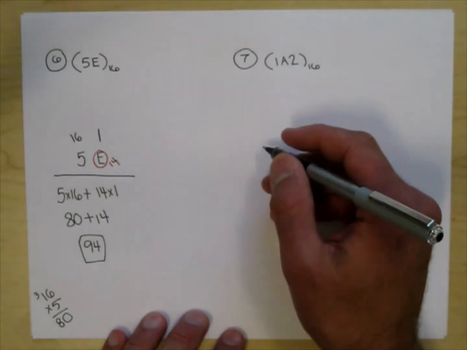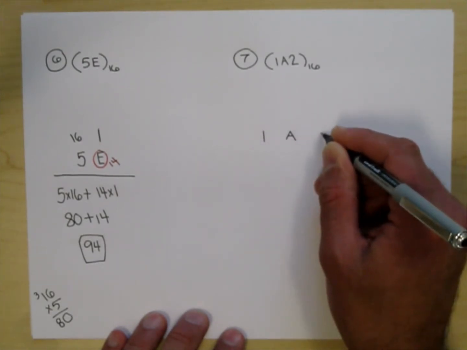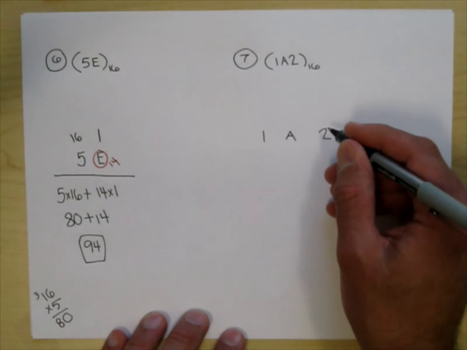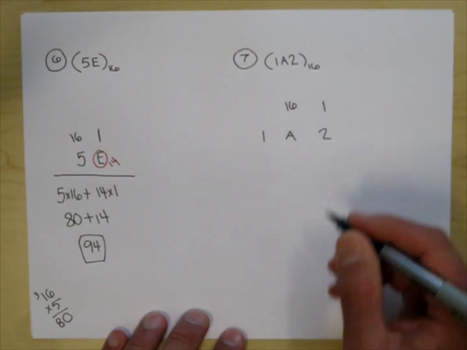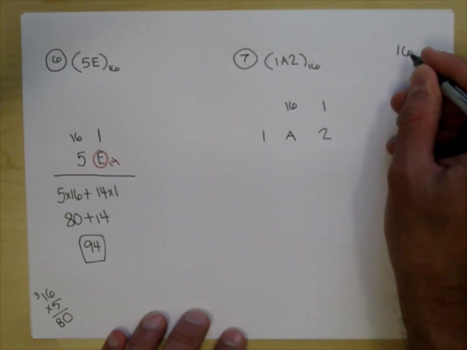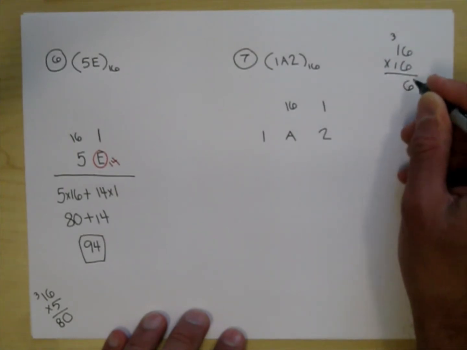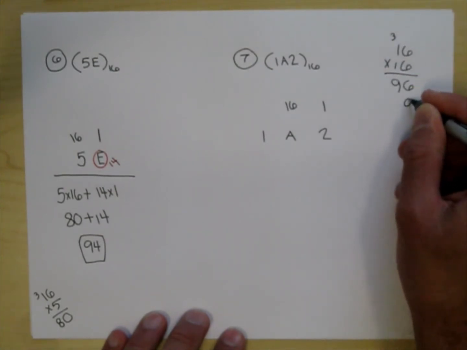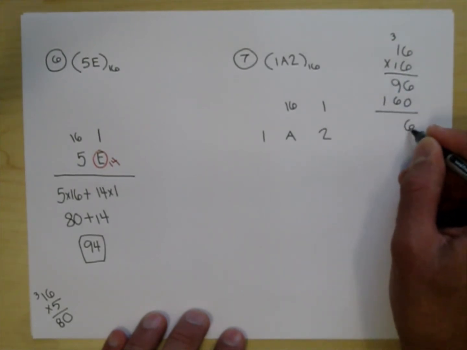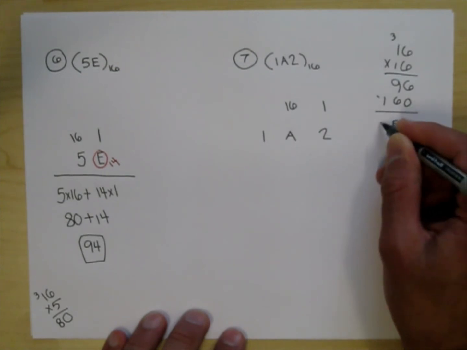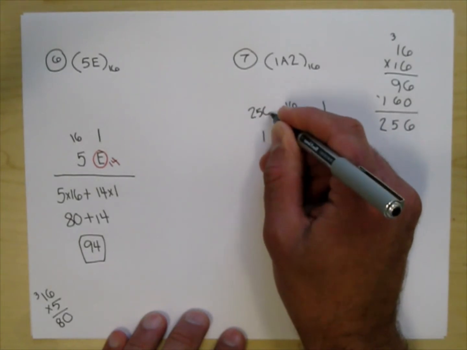Okay, so my 3 symbols are 1, A, 2. I've got the ones place. 1 times 16 is 16. 16 times 16. I'm going to go ahead and do that off to the side. So this is 36, 6, 7, 8, 9, and then put a 0 there. And then 1 times 6 is 6. 1 times 1 is 1. 256. So this is 256.